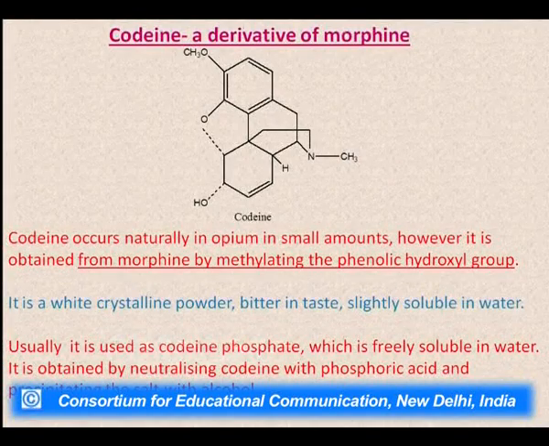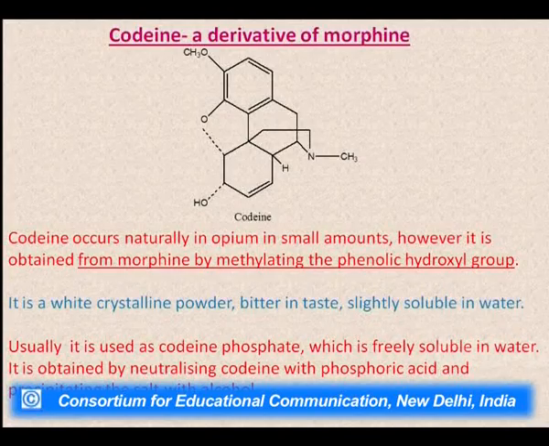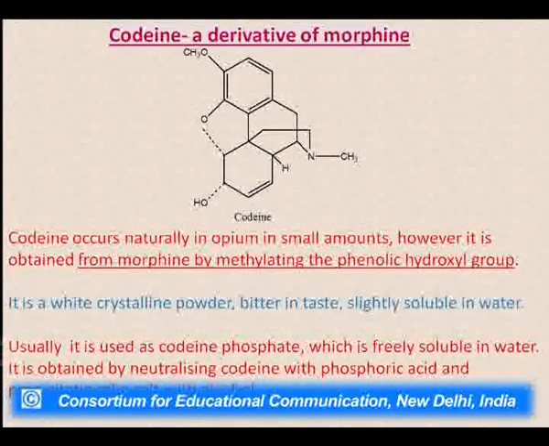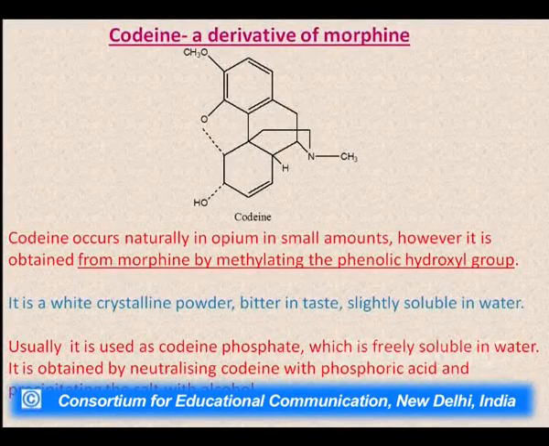It is bitter in taste and slightly soluble in water. Usually it is used as codeine phosphate, which is freely soluble in water. It is obtained by neutralizing codeine with phosphoric acid and by precipitating the salt with alcohol.